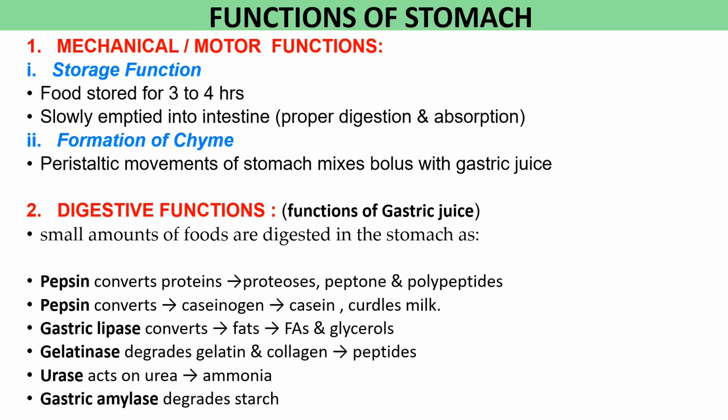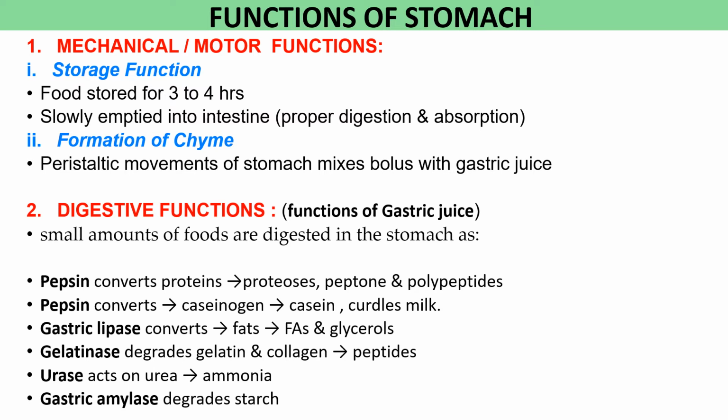The second function of the stomach is digestive functions. Now, these are also the functions of gastric juice. So what are the digestive functions, or the functions of gastric juice? First, small amounts of foods are digested in the stomach. So small digestion takes place in the stomach. Let us see one by one.